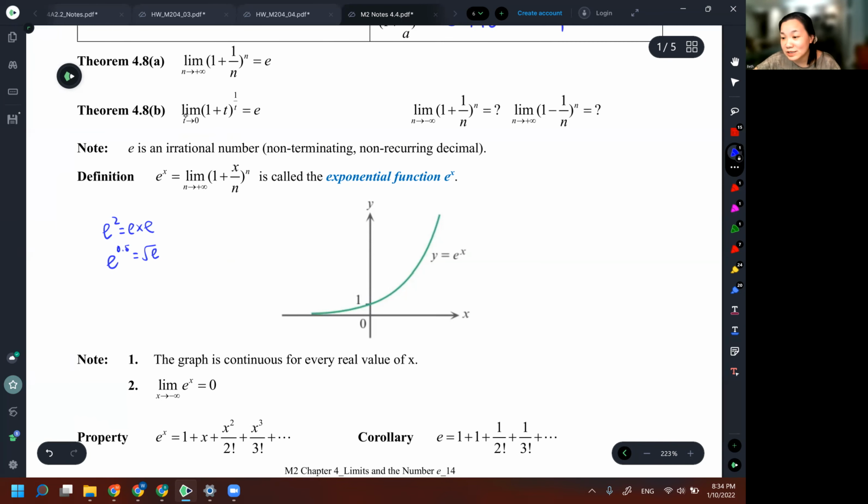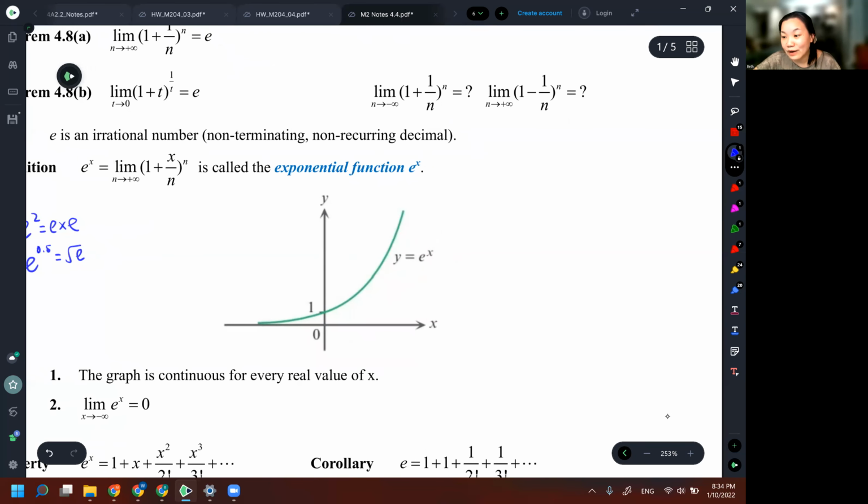Now I need to explain why this is so. This is so because of some limit properties. Okay, I will prove it to you. It's very easy to prove if you know the limit property.